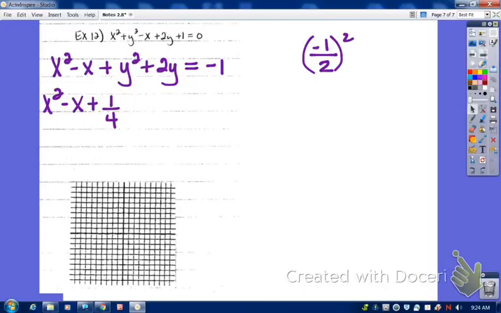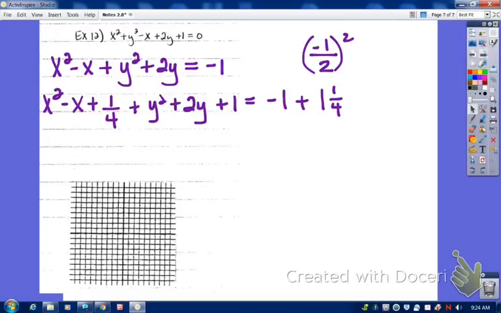Your y's won't be as hard. So you're going to do y squared plus 2y. You're going to take your 2, divide it by 2, and square it, and you're going to get close. 1. 2 divided by 2 is 1. 1 squared is 1. And then this is the part we can't forget. We have to balance. So what did we add on the left in total? 1 and 1/4. So I've got to add 1 and 1/4 to the right.